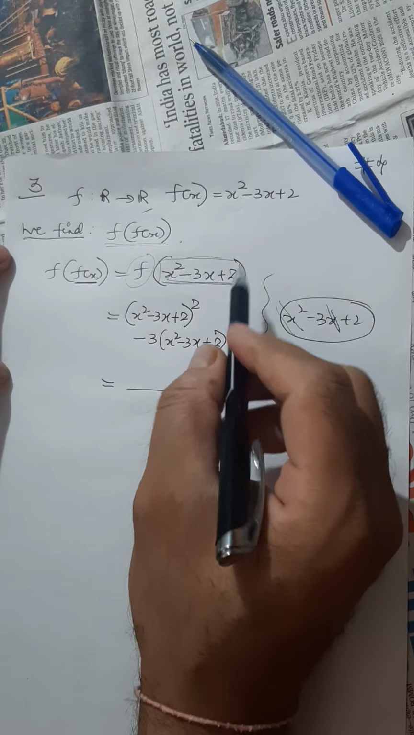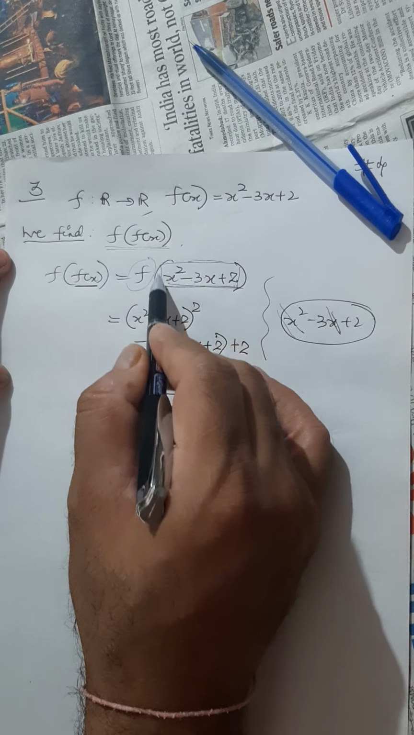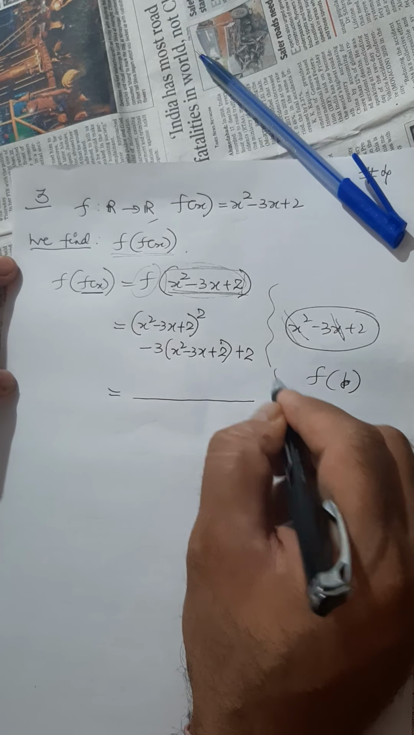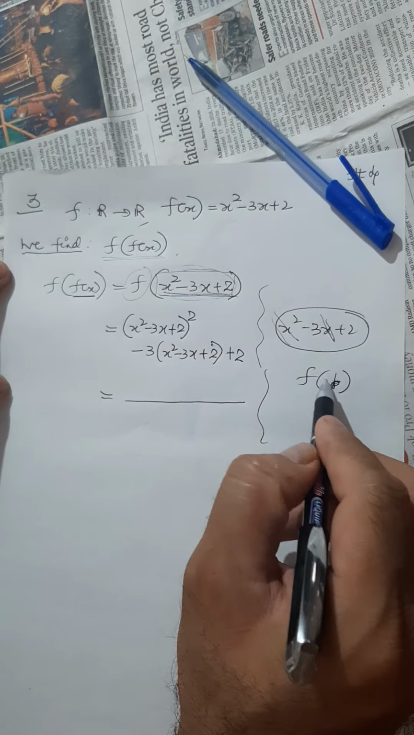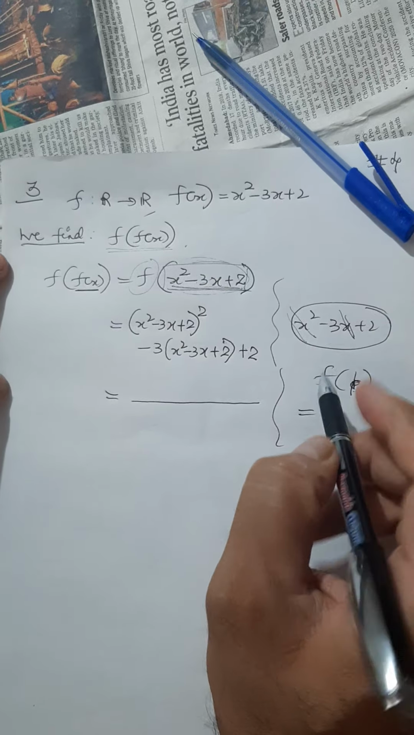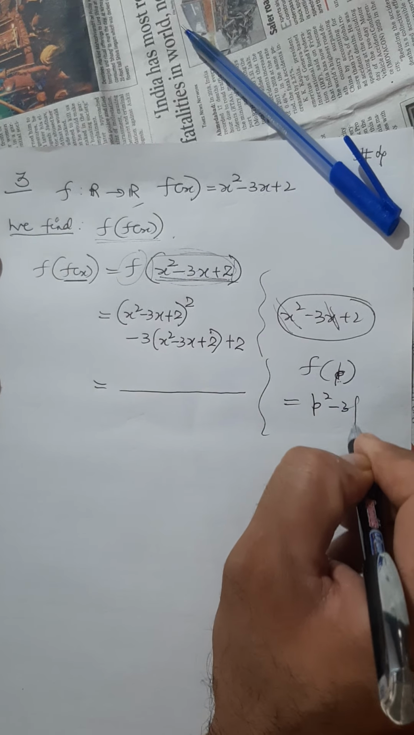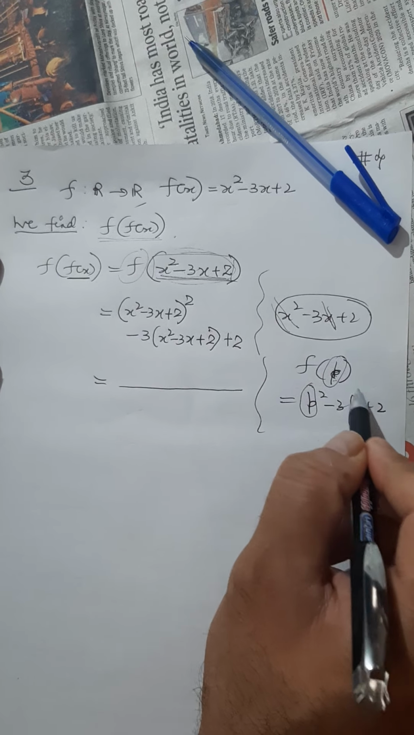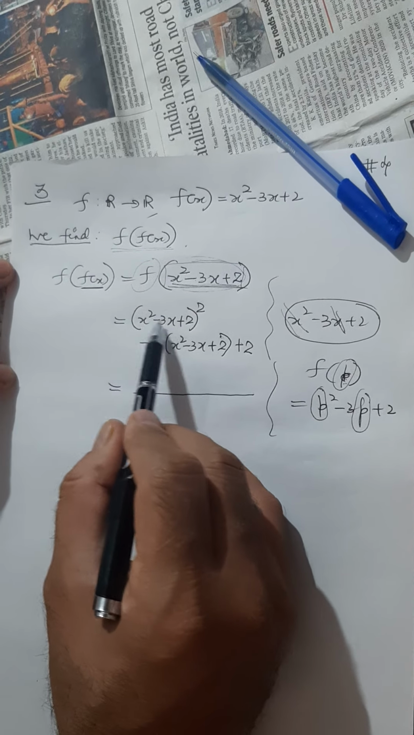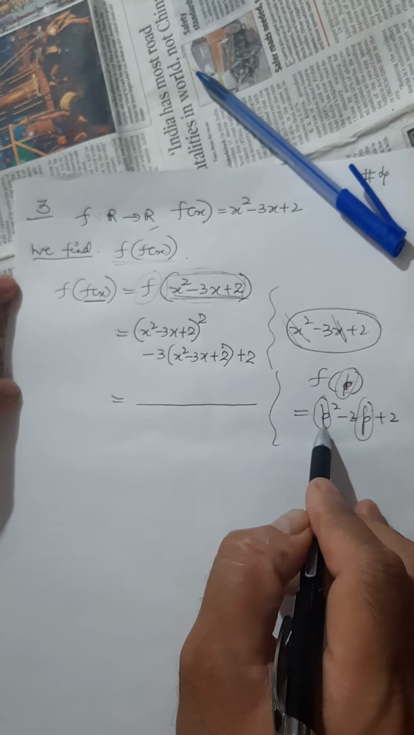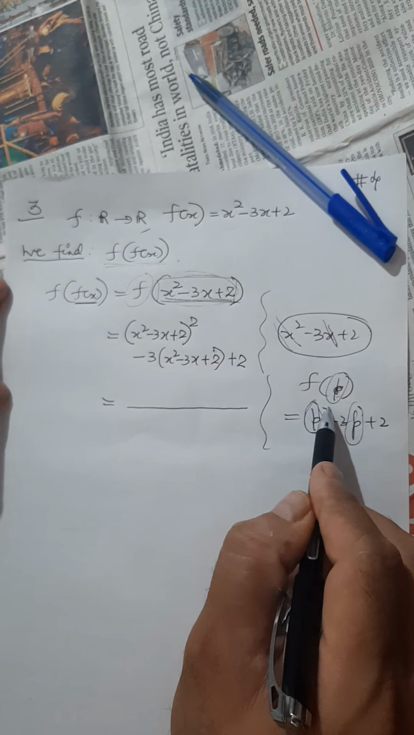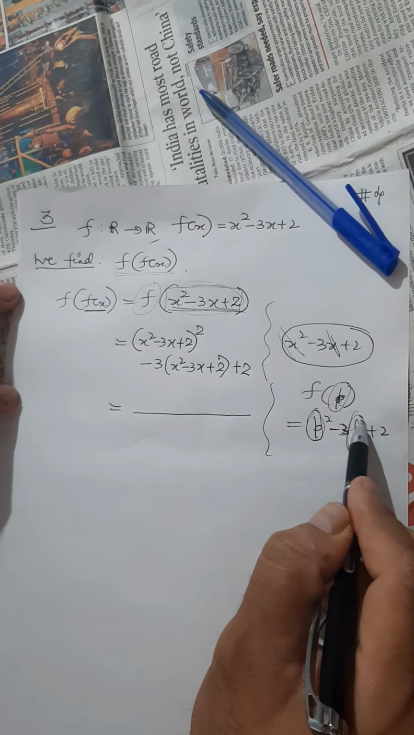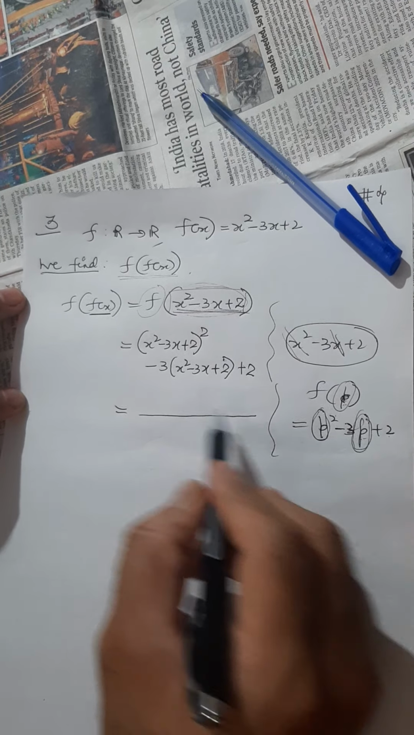I repeat this step. What I did here, you imagine this is like, for example, p. So this is like f of p, small p. This bracket is small p. Now what is f of p? That is p square minus 3p plus 2. Now again, in turn, you place the value of p. What was p? That is x square minus 3x plus 2. So x square minus 3x plus 2 the whole square minus 3 into x square minus 3x plus 2, and simplify.